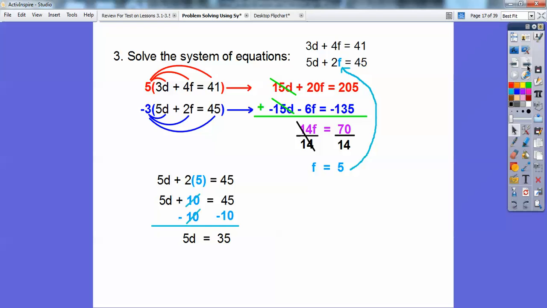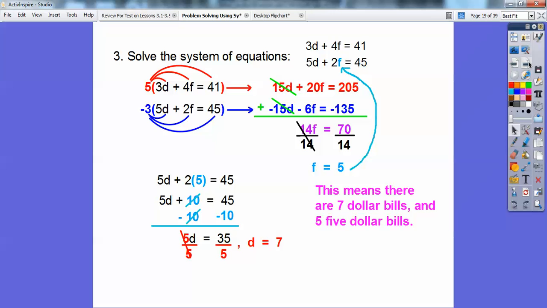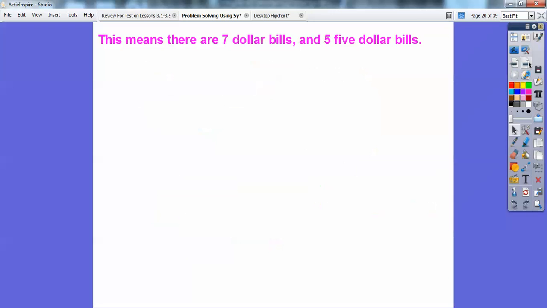Going to subtract 10 from both sides and then divide by 5, so 5 goes into 35 7 times. Okay, so D was the number of $1 bills, so we have 7 $1 bills, and F was the number of $5 bills, so we have 5 $5 bills. Okay, so that means there's 7 $1 bills and 5 $5 bills.